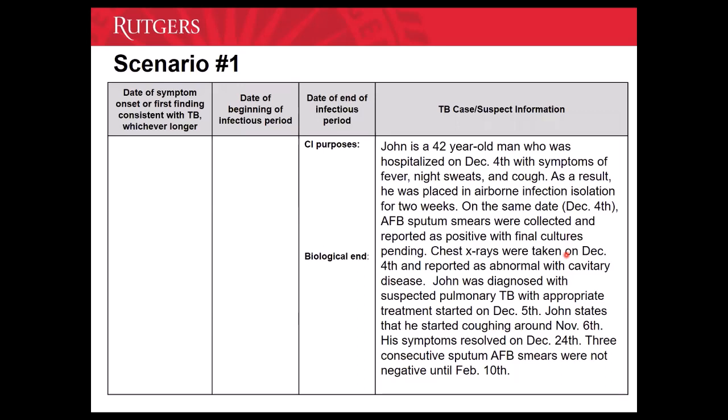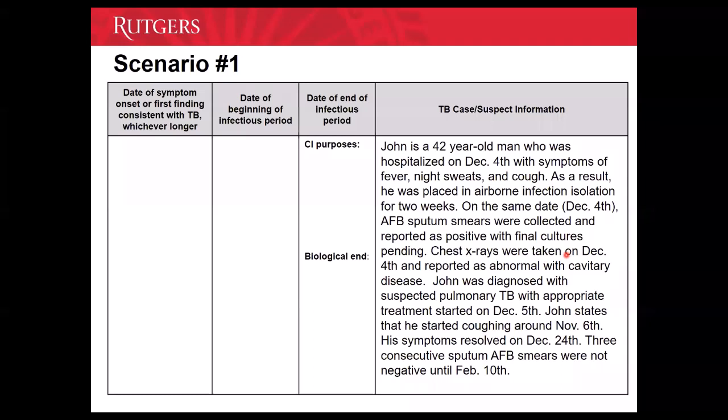However, the biological end, according to CDC, is when you have 3 negative smears, and that would be February 10th. But we're not going to wait until February 10th to interview the patient. So on December 4th or 5th, when we see the patient, we can say that community exposure was broken on the 4th. We can go backwards until August 1st, and that's our infectious period for identifying contacts. Any questions about that scenario?